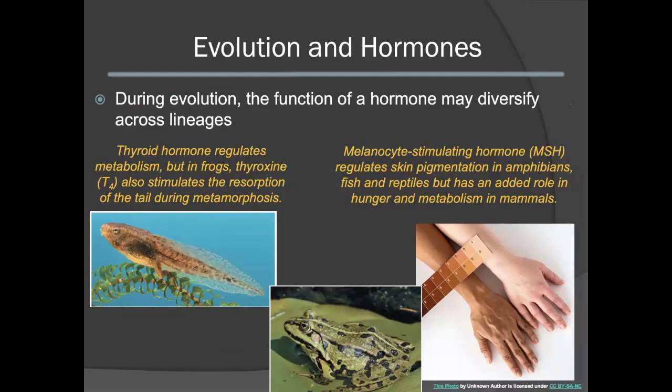Melanocyte-stimulating hormone, or MSH, can help regulate skin pigmentation in amphibians, fish, and reptiles. However, it also has an important role in regulating hunger as well as metabolism in mammals.